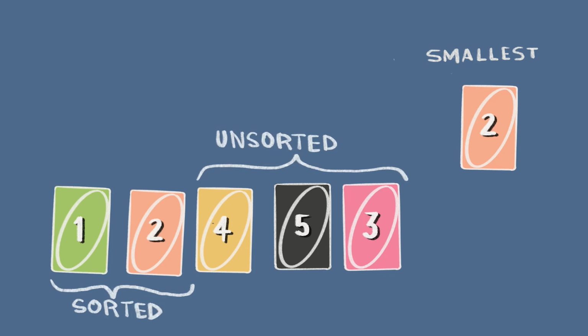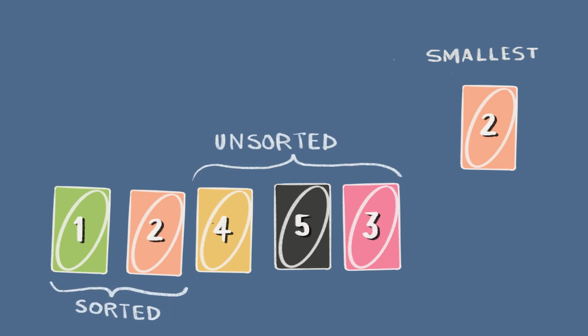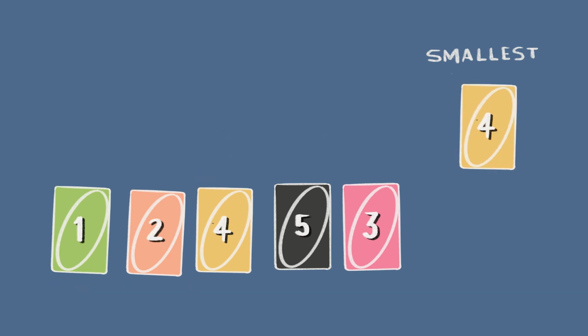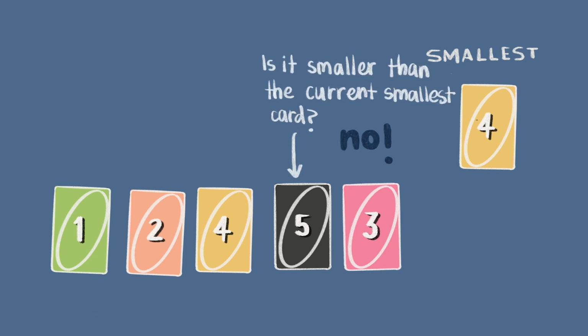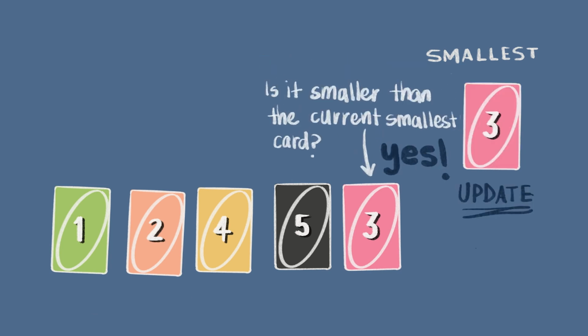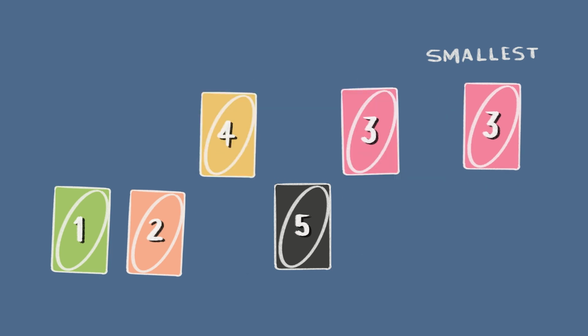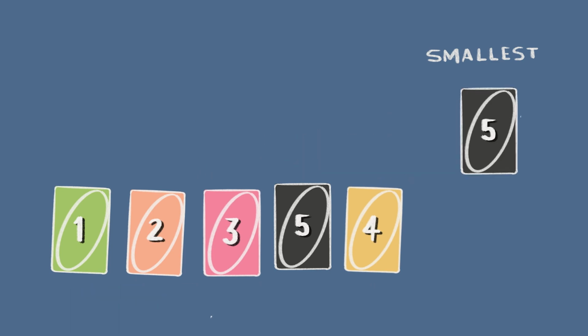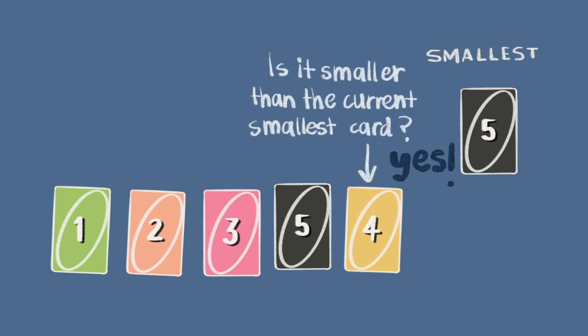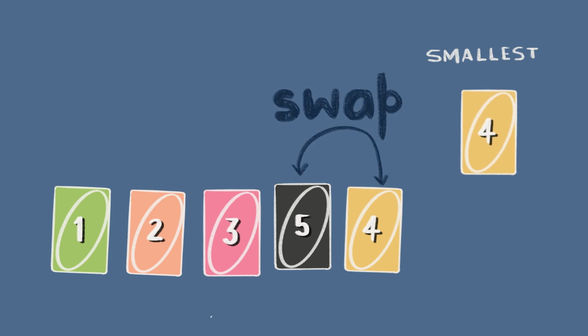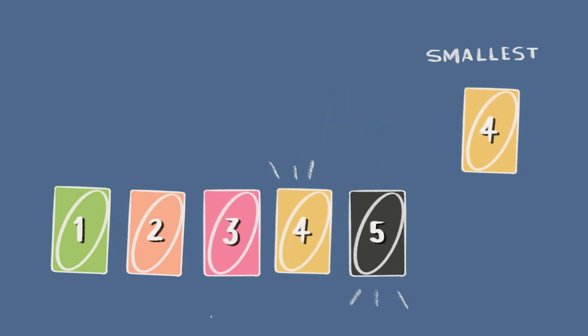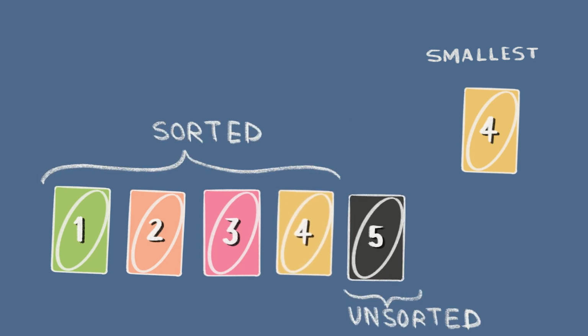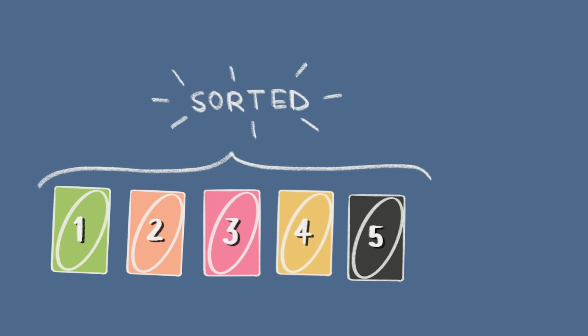Now, the sorted list has 2 cards and the unsorted list has 3 cards. Again, we find the smallest card in the unsorted list and place it at the third position. Now, the 4th smallest card, and the last card will remain at the last position since it automatically becomes the 5th smallest card or the largest card. Let's translate this into code.